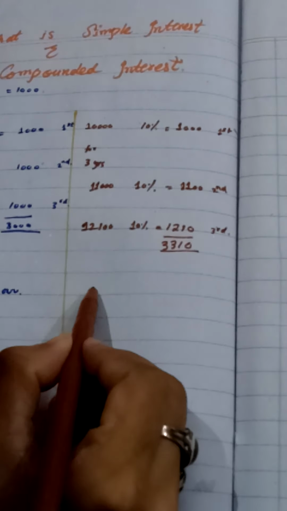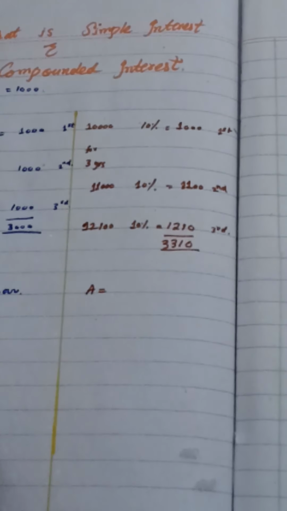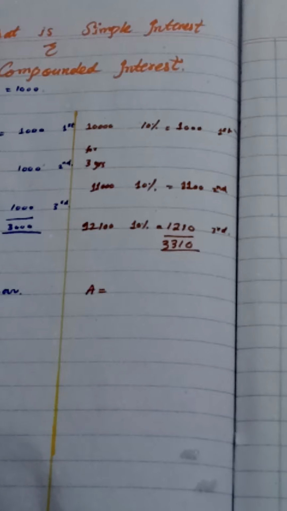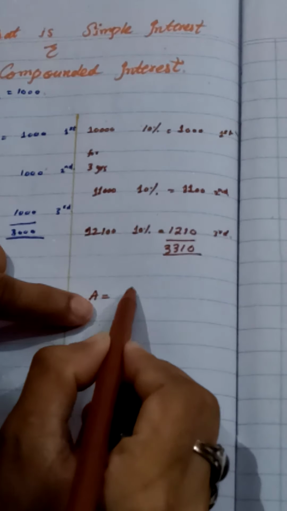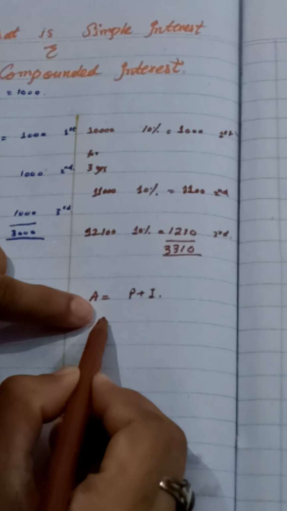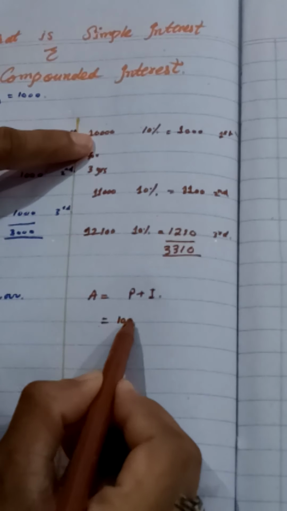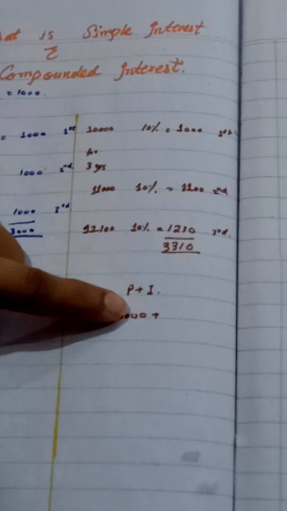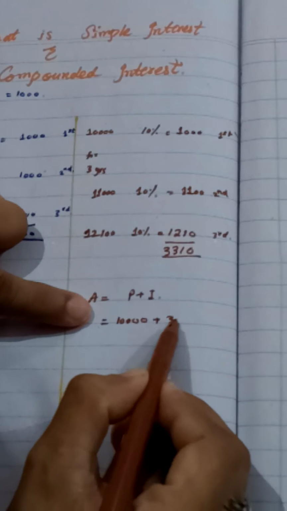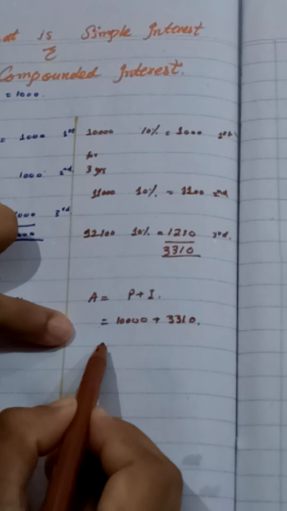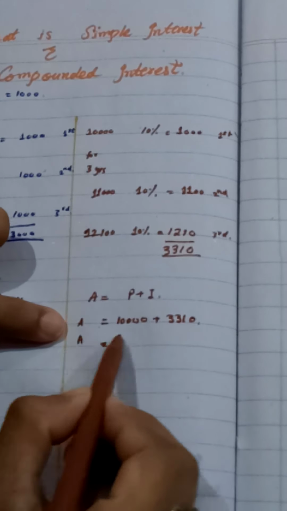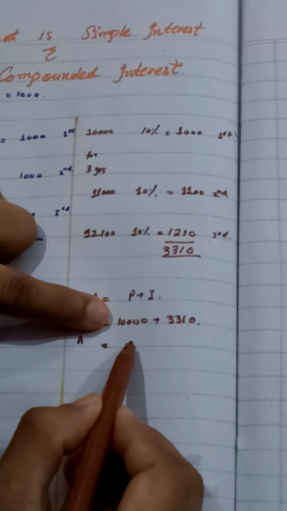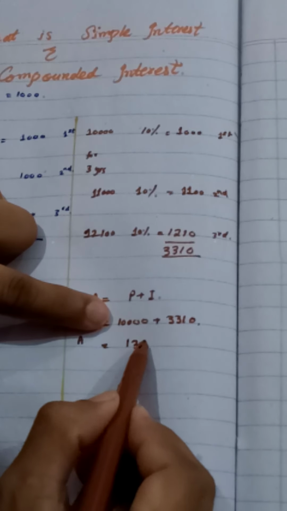So after 3 years, to clear the loan, we pay the bank principal plus interest. This is called the principal, the 10,000 taken as a loan from the bank. Interest is 3,310 rupees. The amount is 10,000 plus 3,310, which is 13,310 rupees.